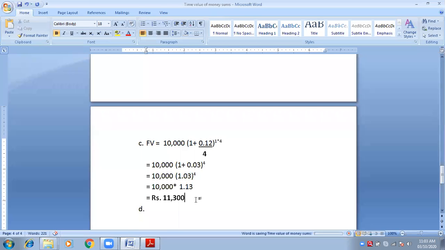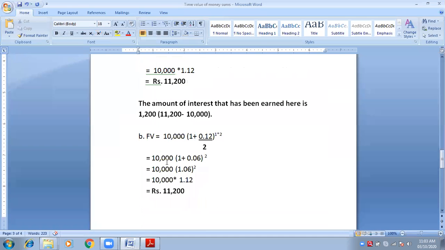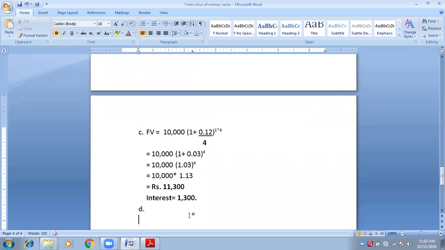Interest 1,300. You have to write that line. So what is interest? Interest amount is 1,300. You have to write that complete sentence. I'm writing it in the short form: interest is equal to 1,300. But you don't have to write this way. How you will write? This way. The amount of interest that has been earned here is 1,300. Okay.